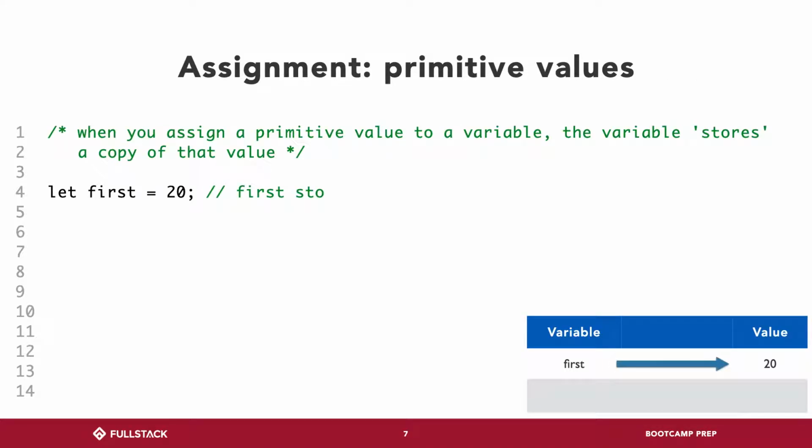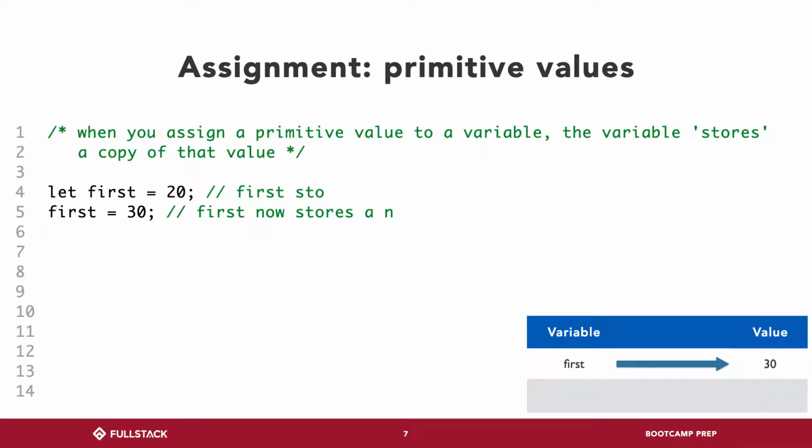So when you assign primitive values, the variable stores a copy of that value. You just say let first is equal to 20. It's a number, right? An integer. It copies the value 20, like you're typing 20, which is a number. And when you define first, it copies the value of whatever you're writing and puts it into first. First is now pointing to this value. That's what first is.